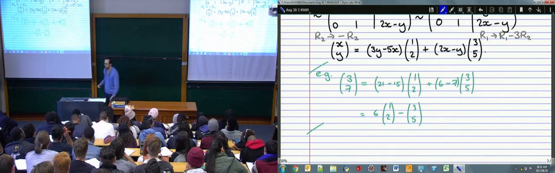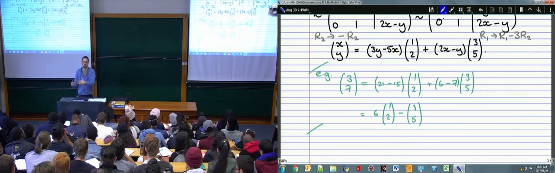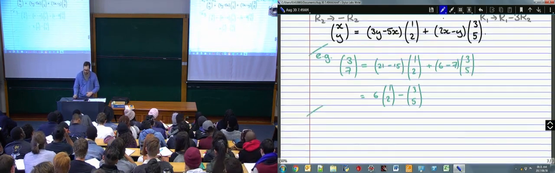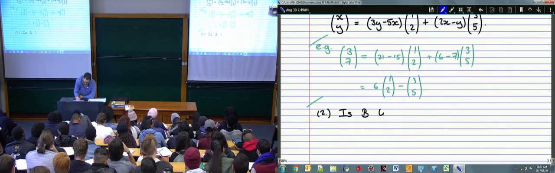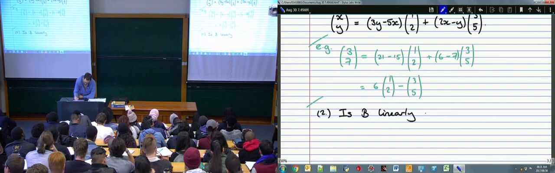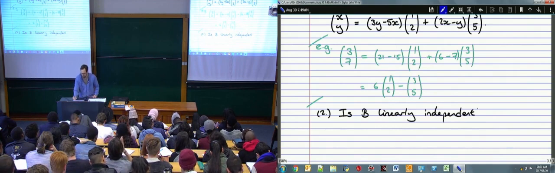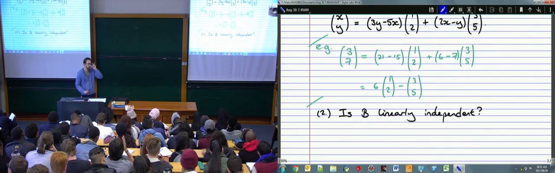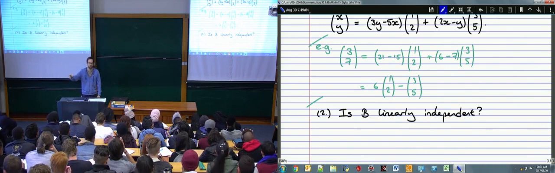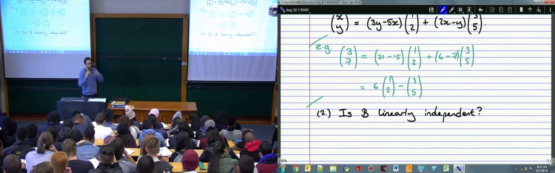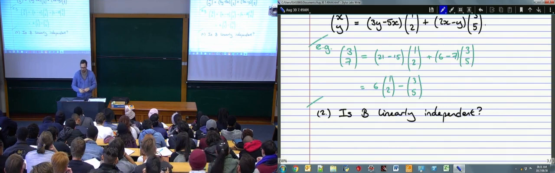Okay. The next thing that we would have to do is show that the set is a linearly independent set, right? So is B linearly independent? We want to know if we take alpha times the first vector plus beta times the second vector and we set this equal to (0, 0), what values of alpha and beta work? Is it only 0, 0 for alpha and beta, or is there maybe some other solution?